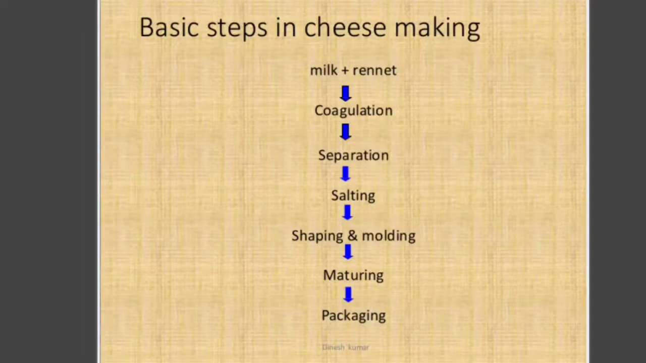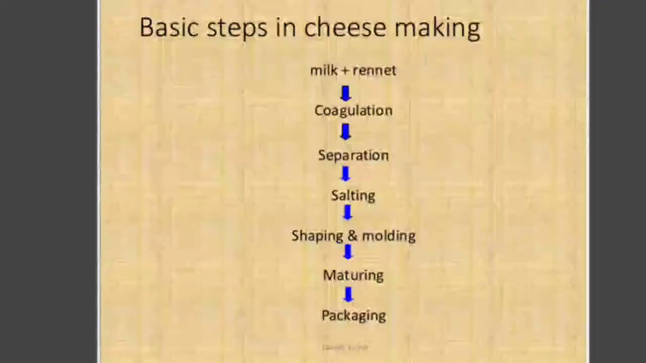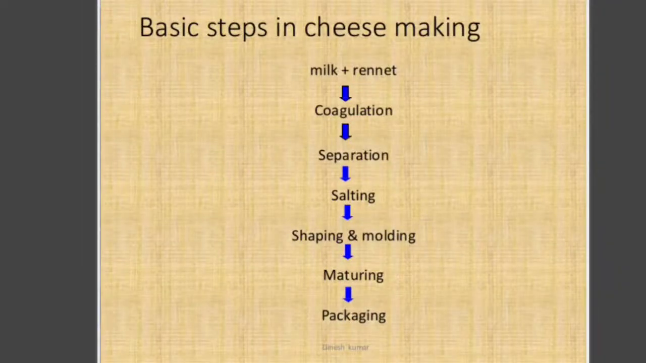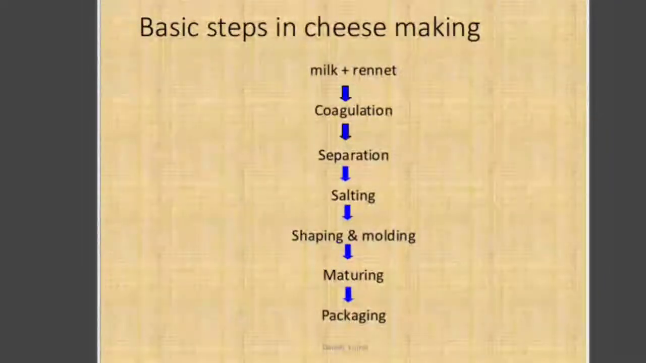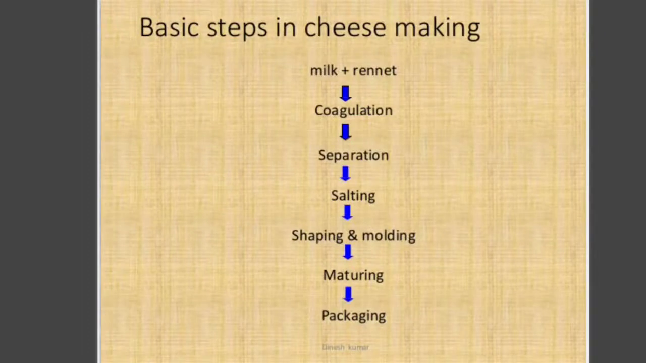Here are the basic steps in cheese making. Milk plus rennet, then coagulation, then separation, and next is salting, after it shaping and molding, after that maturing, and in the last is packaging.